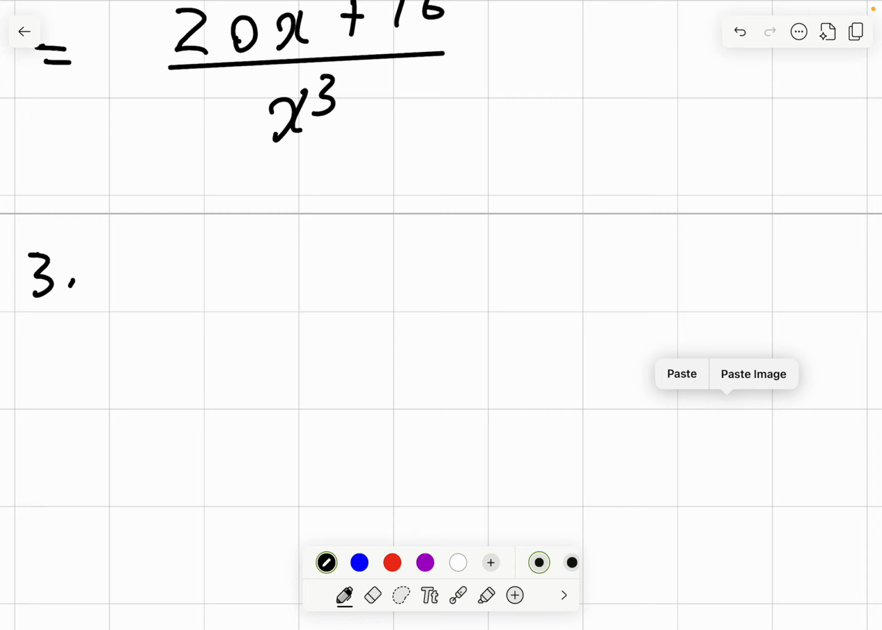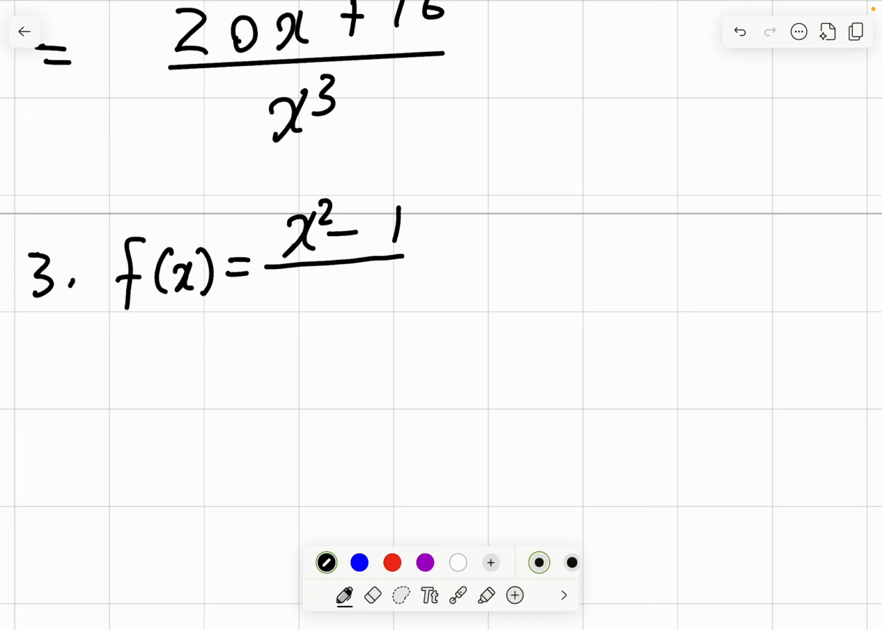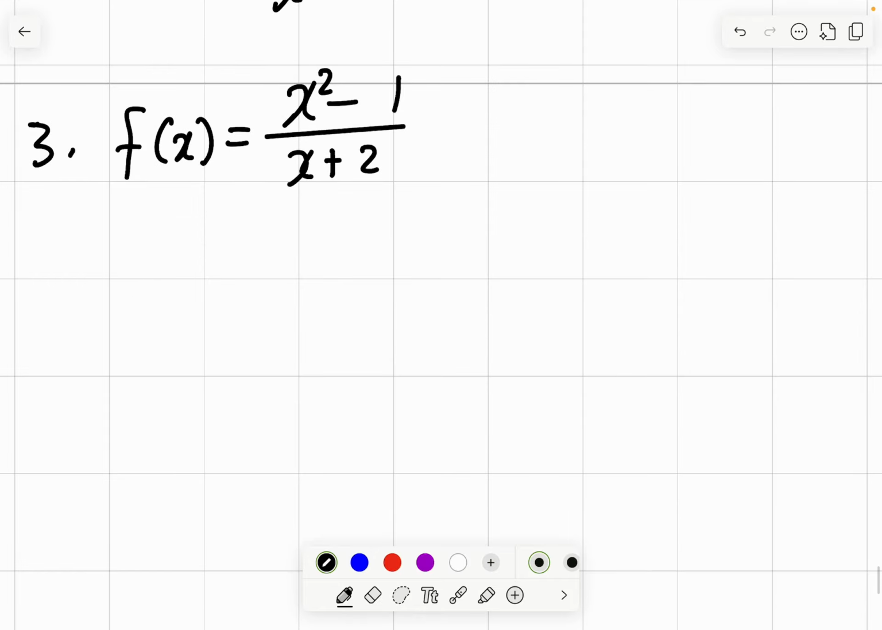Our number 3 read as follows. We're doing quotient rule, remember? So our number 3 is f of x, we have f of x equals x squared minus 1 divided by x plus 2. So subject of the formula is f of x, which means I'm going to find f prime of x. I think now you know the procedure.